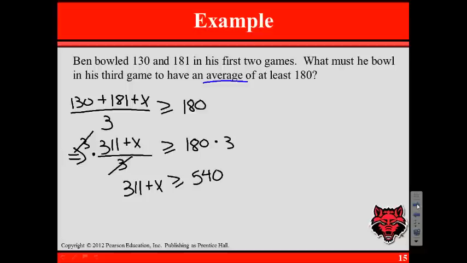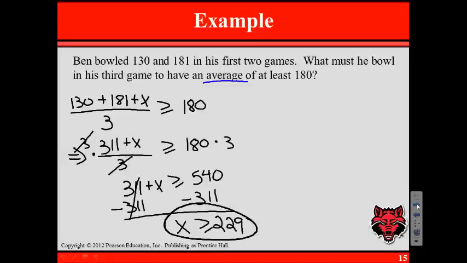So if we subtract 311 from both sides, the opposite 311s cancel on the left-hand side, leaving us with just x. So x is greater than or equal to 229. So Ben must bowl at least a 229 or something higher than that in order to have an average of at least 180.